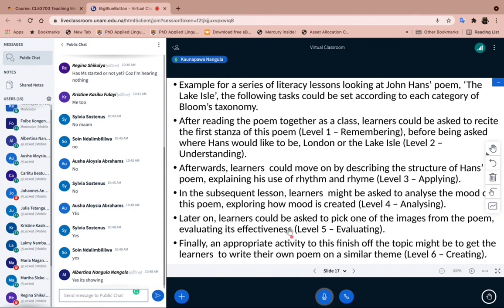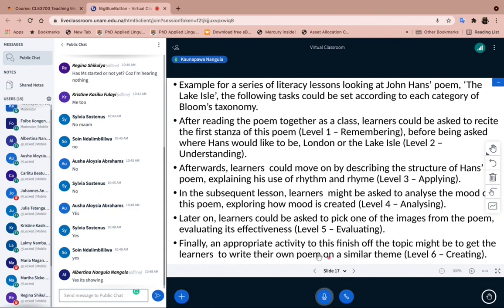And then at the level of evaluating, learners could be asked to pick one of the images from the poem and then evaluate its effectiveness. Was it really effective? And then they need to back up their reasoning. Was the image very effective? If they say yes, they need to give a reason why they say it was effective. If they say no, why do they think the image was not effective?